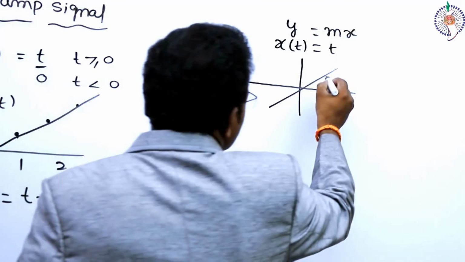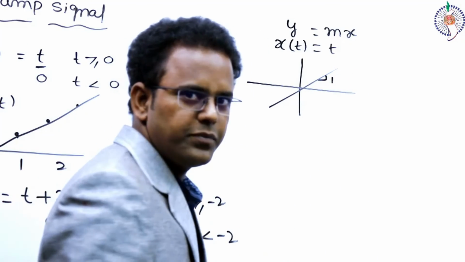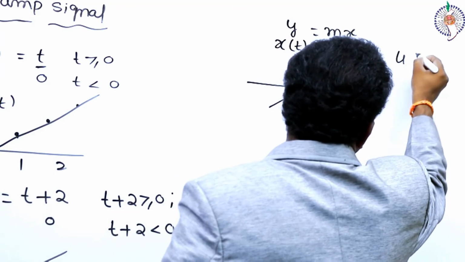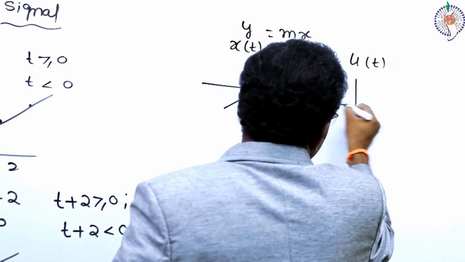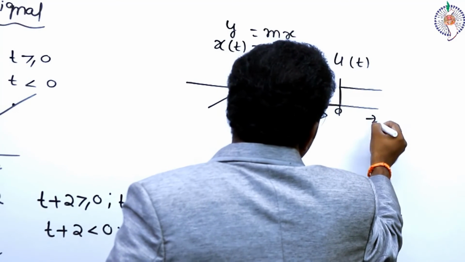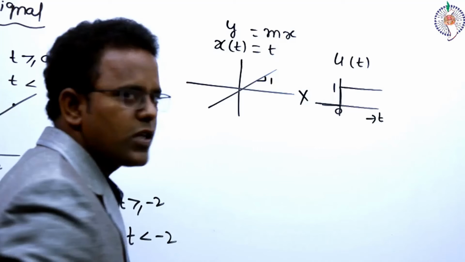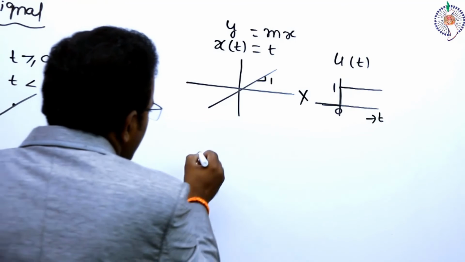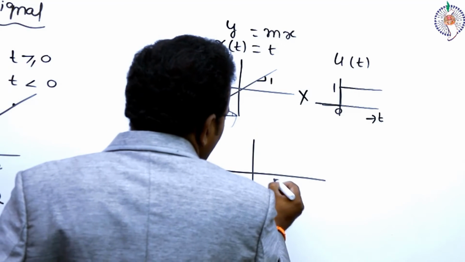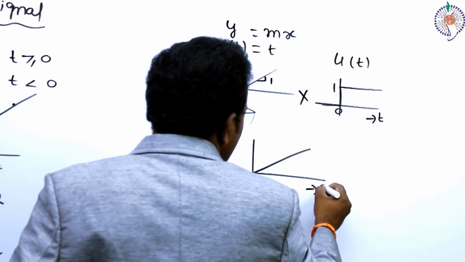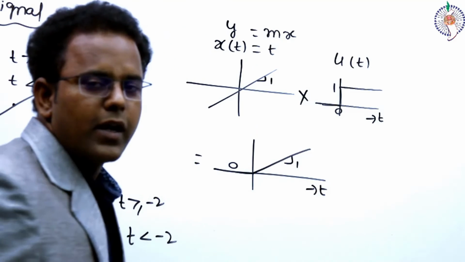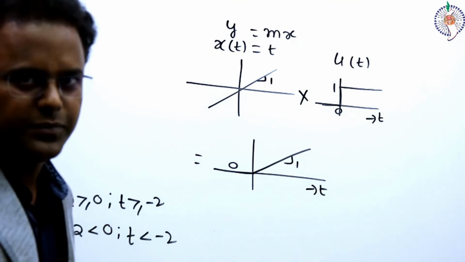Nothing is mentioned, which means the m value is 1. So the slope is 1. This is going to be multiplied with the unit step signal. Unit step signal means it exists from 0 to infinity. Its values are 1; less than 0, its values are 0. Just now we saw that when any signal is multiplied with the unit step signal, only the variation on the right side exists. Its complete variation on the left side becomes 0 because it exists only on the right side.